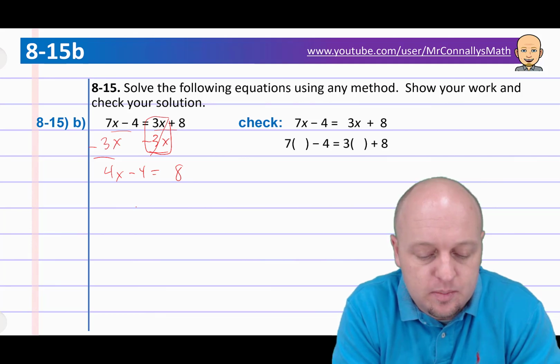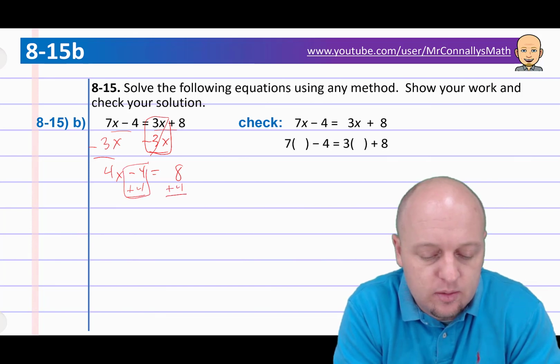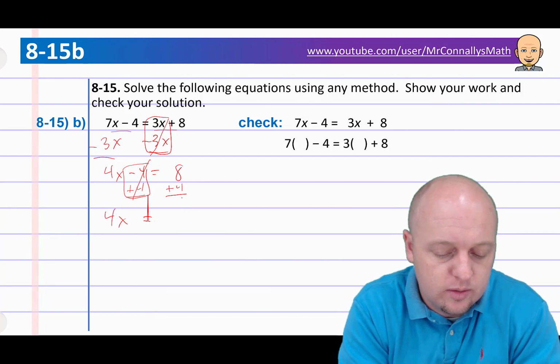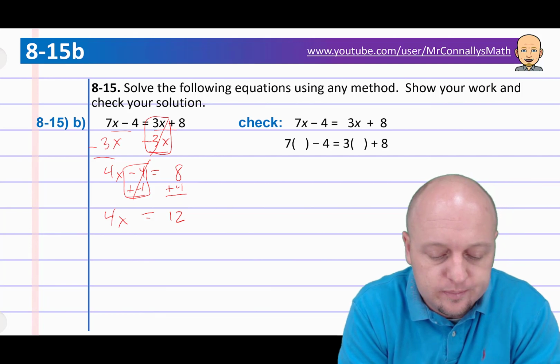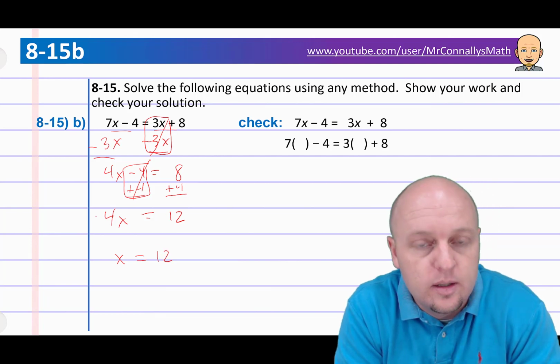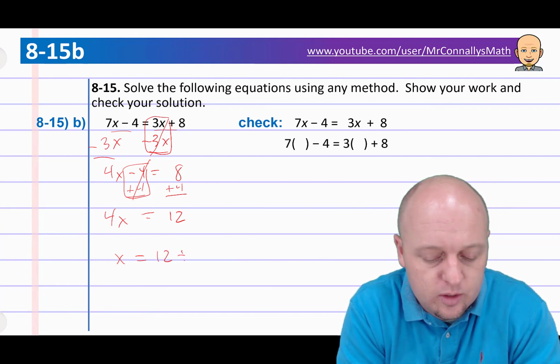Okay, we want to get x by itself. So we add 4 to make this equal to 0. So 4x equals 12. And then that means our answer will be the opposite of multiplying by 4, which means divide it by 4.